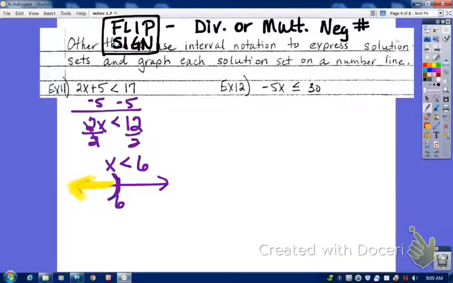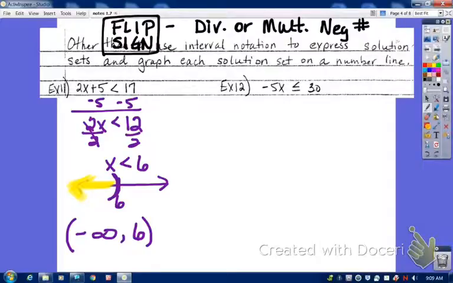Now they want you to write the interval of the numbers that we shaded. So what's the smallest number that we've shaded? Negative infinity, all the way to the largest number, which is 6. Did we shade 6? No, because it was just less than, so we use a parentheses there. We always use a parentheses on negative infinity or positive infinity because that's not an exact number.